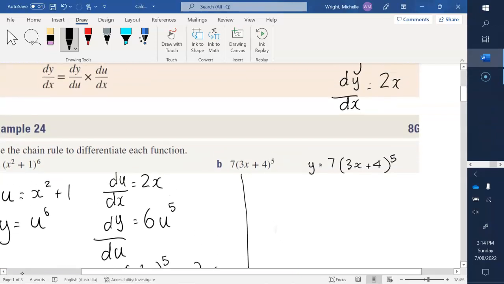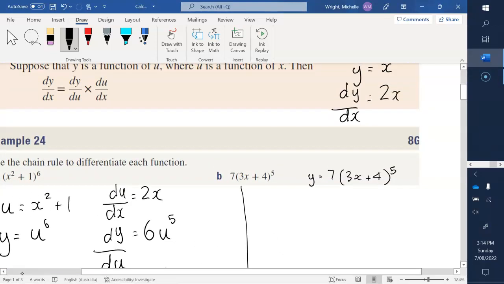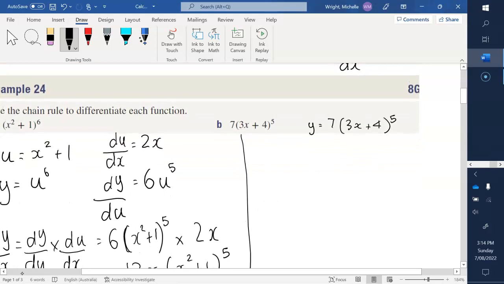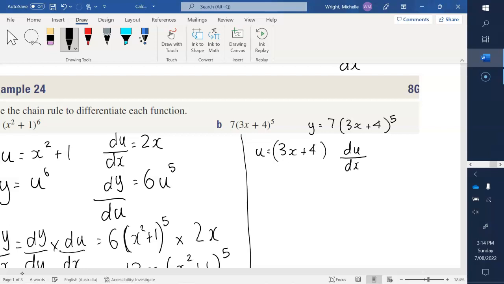In order to do that, we need a dy/du and a du/dx. So I need to assign a u somewhere. So I'm going to let the u be equal to the part inside the brackets. So u is going to be equal to 3x plus 4. So my du/dx is this function differentiated, and I'm going to end up with just 3.